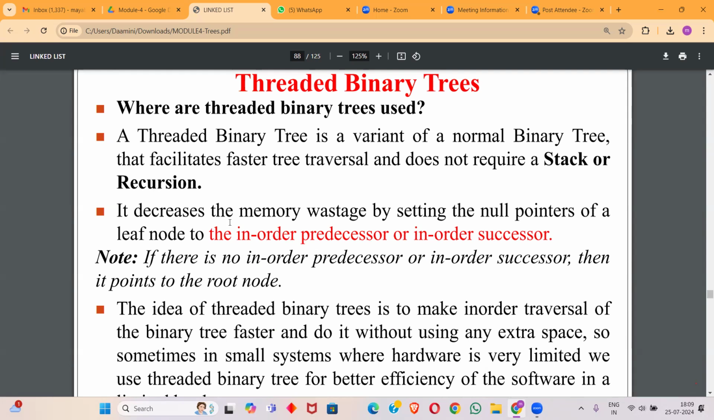So to decrease the memory wastage, instead of setting all the null pointers of a leaf node, we are using the in-order predecessor or in-order successor. Only this means the answer. Define threaded binary tree, that is very important. To decrease the wastage of memory, we are using the in-order predecessor or in-order successor. Then if there is no in-order predecessor or no successor, that link will always point to the root node.